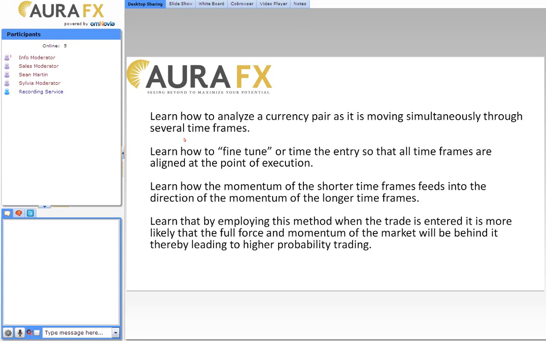Learn how the momentum of the shorter time frames feeds into the direction of the momentum of the longer term time frames, and learn that by employing this method when the trade is entered, it is more likely that the full force and momentum of the market will be behind it, thereby leading to higher probability trading.